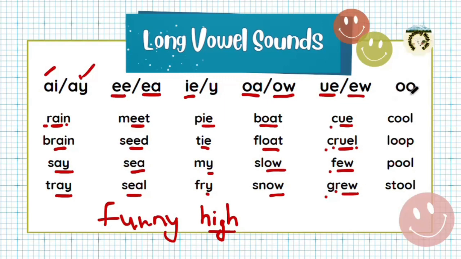Right? Last is the long U sound as in cool, loop, pool, and stool. If you want to learn how to decide between the short and long U in spellings, you will find a video in the description box. Go check it out there. But after this one, okay?